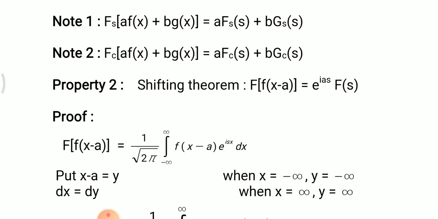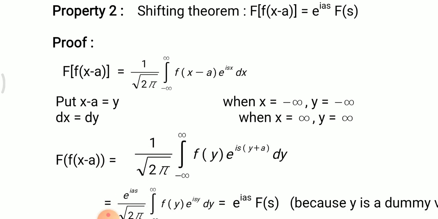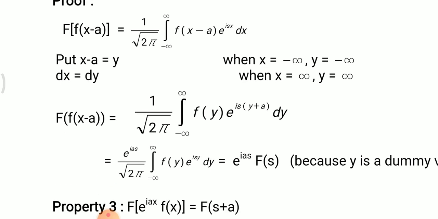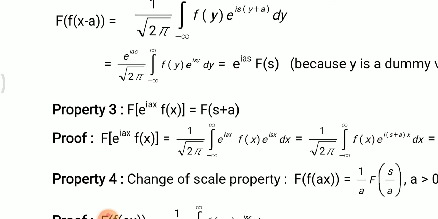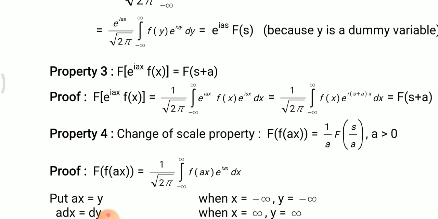Property number 2 is the shifting theorem. The shifting theorem means whenever the function is shifted by minus a, we can write it in the form of exponential e power isa into capital F of s. Here we can use the substitution method. Put y equal to x minus a, then dx equal to dy. Parallelly we also have to apply the limits. If x equal to minus infinity, then y equal to minus infinity. If x equal to plus infinity, then y equal to also plus infinity. So applying the concept, we get the shifting theorem proof.